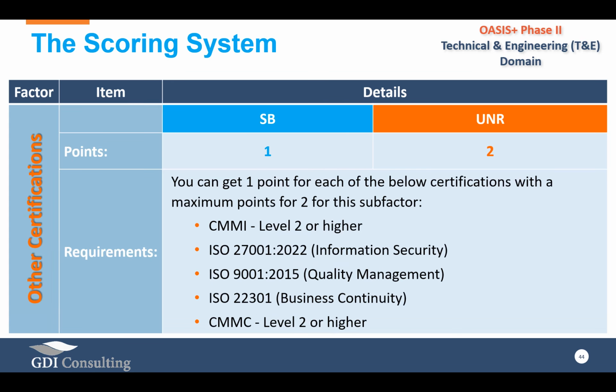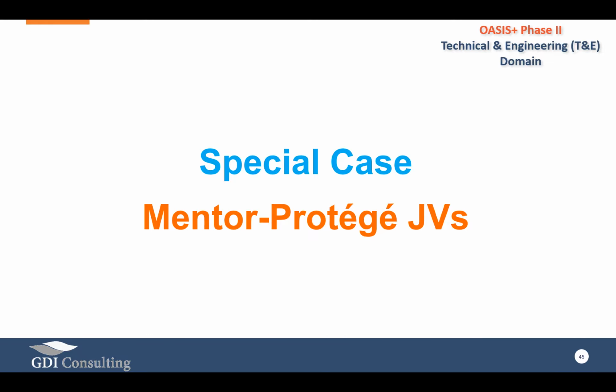Finally, other certifications: there's CMMI level 2, ISO 27001, ISO 9001, and note this is 2015. The previous ISOs cannot be used. ISO 22301 and CMMC level 2 or higher. If you have one of these, you get 1 point for small business. For unrestricted, 2 points, one for each. So any two of these, you get 2 points for unrestricted.